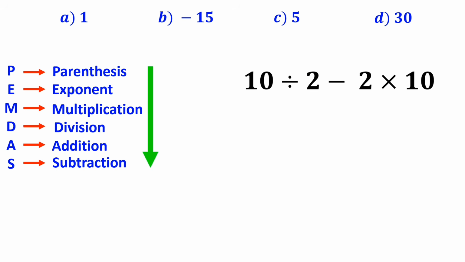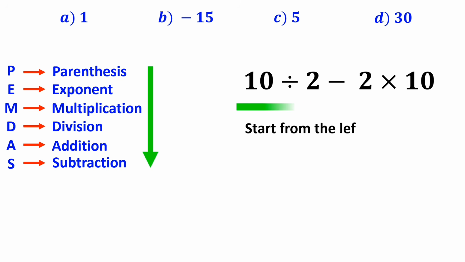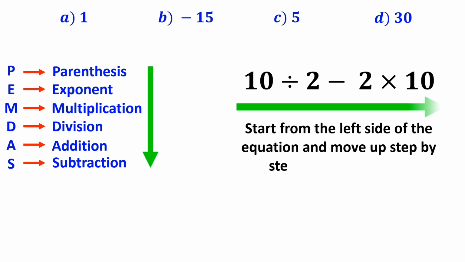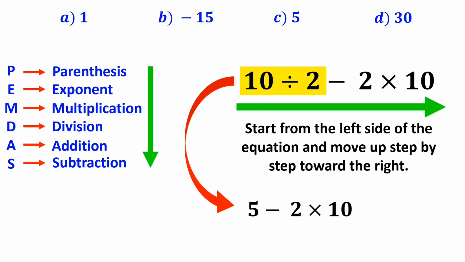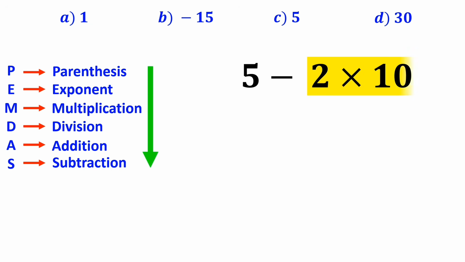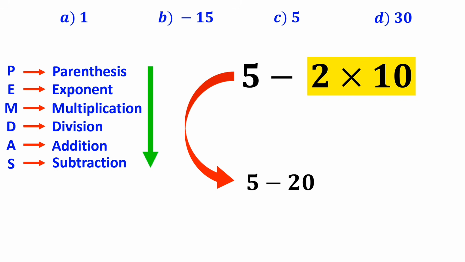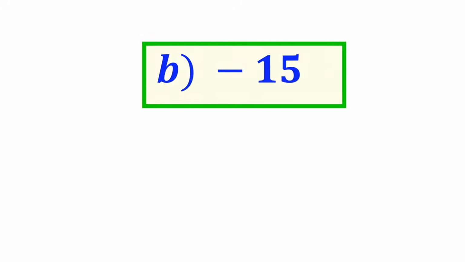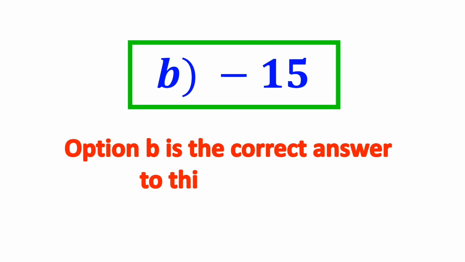In this case, all we need to do is start from the left side of the equation and move step by step toward the right. So, we divide 10 by 2 and rewrite this expression as 5 minus 2 times 10. In the next step, we do the multiplication between 2 and 10 and replace it with 5 minus 20. Finally, we move to the subtraction and the answer becomes negative 15. Therefore, option B is the correct answer to this question.